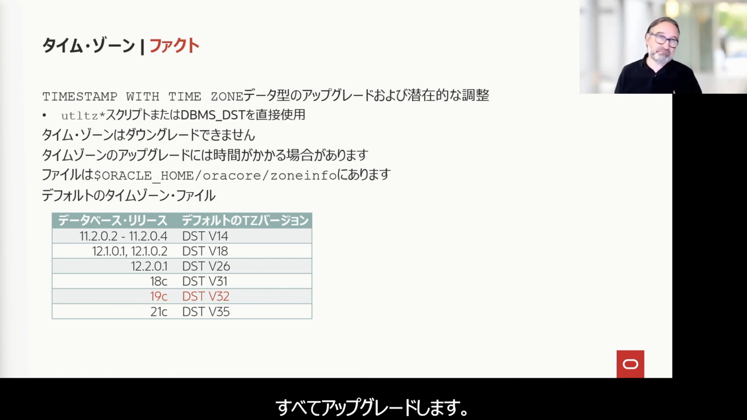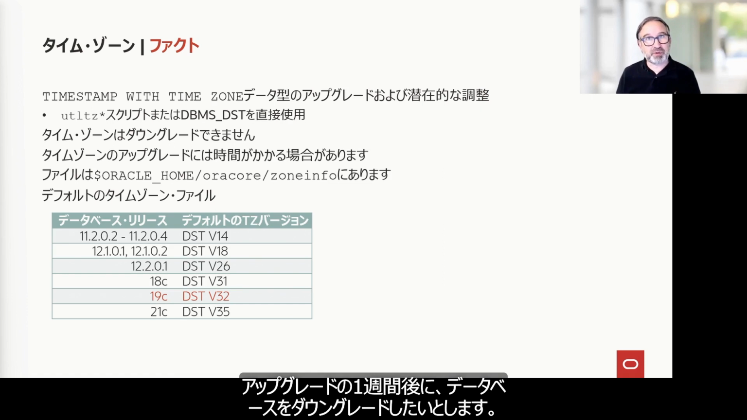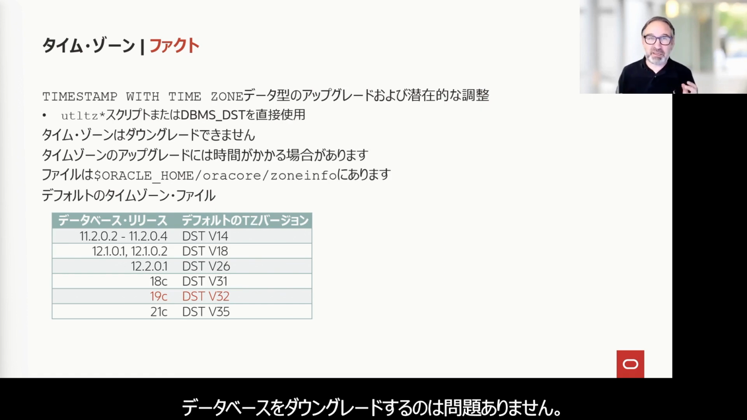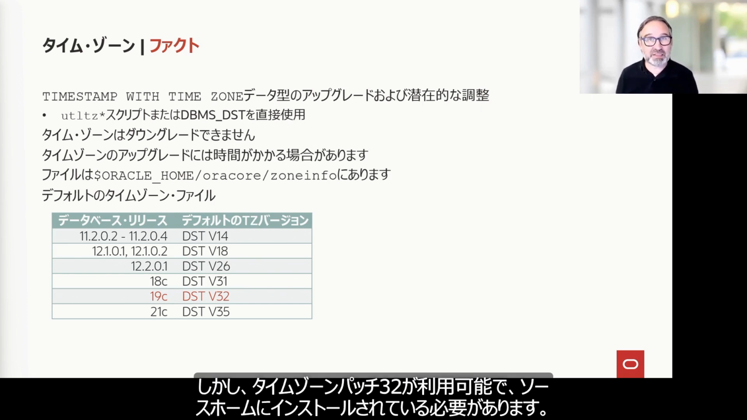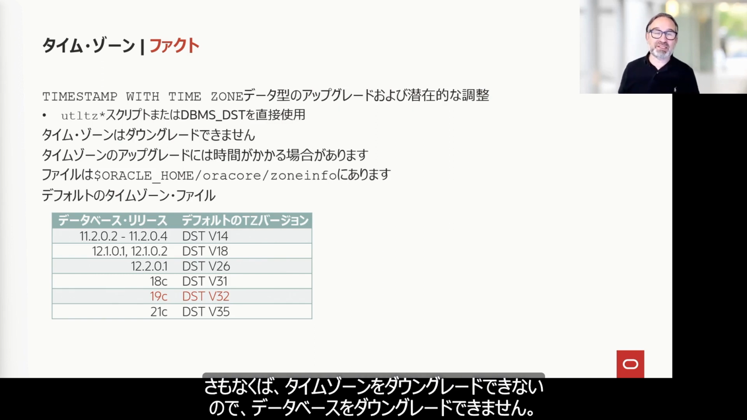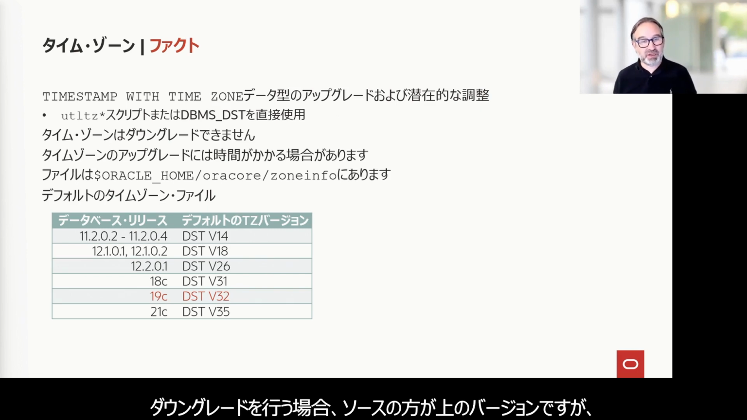We upgrade, all is good. A week after the upgrade, you would like to downgrade your database. You can downgrade the database, no problem, but you have to make sure that the time zone patch 32 is available and installed in your source home now, because otherwise the database can't be downgraded, as time zone can't be downgraded.